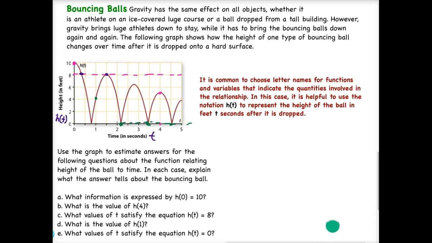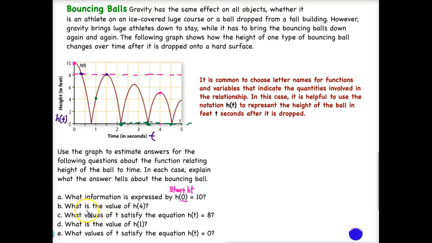What does that mean? Try to visualize the situation. Before we have even started timing, the ball is sitting up here at a height of 10 feet. We haven't dropped it yet. So this is our starting height, and we can write that in. This is our start height when time is 0.